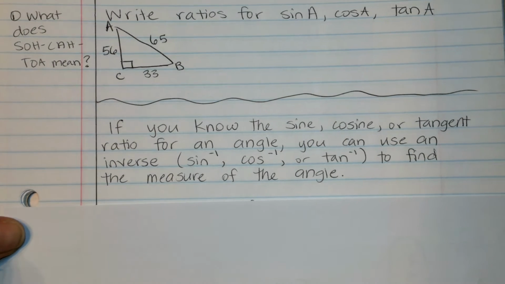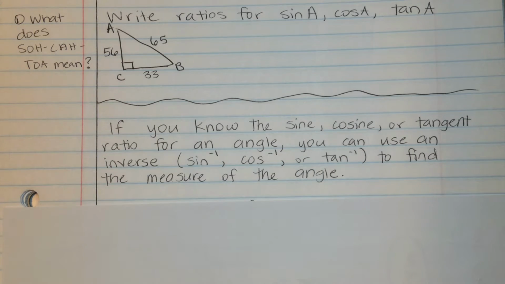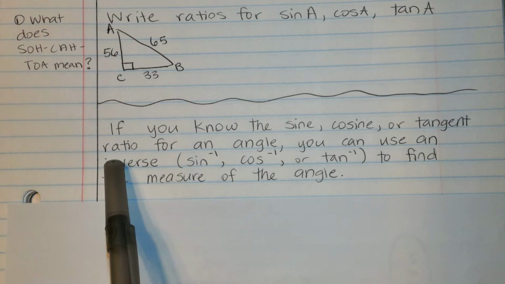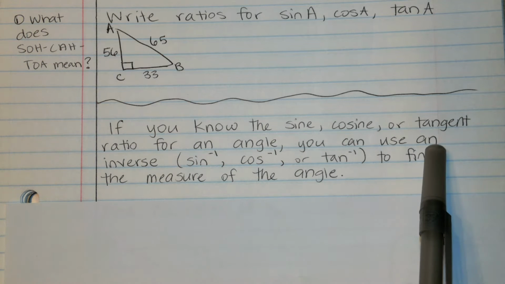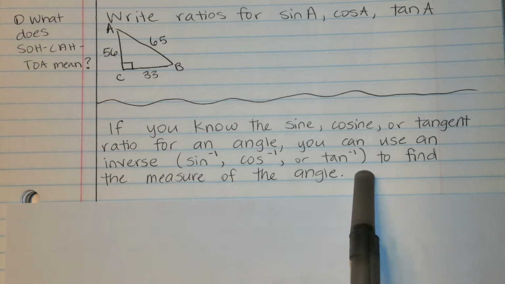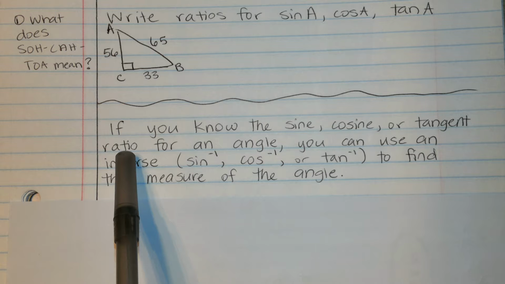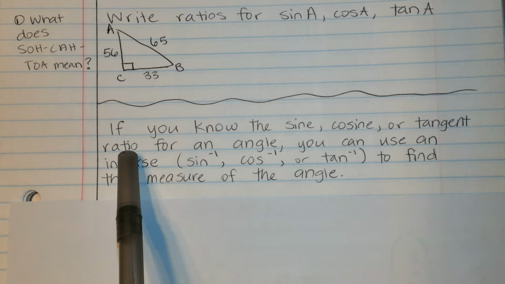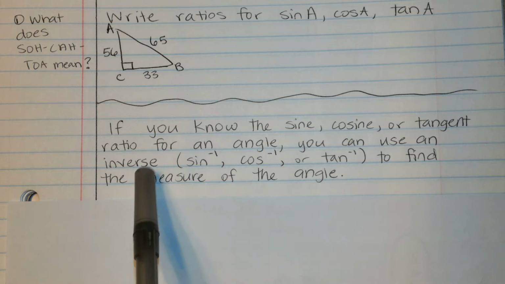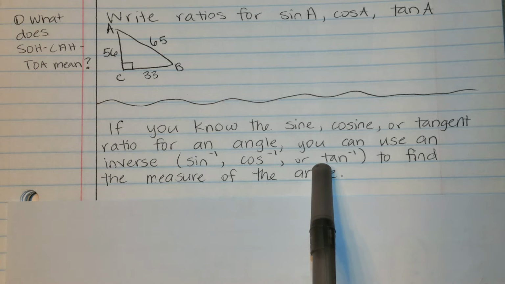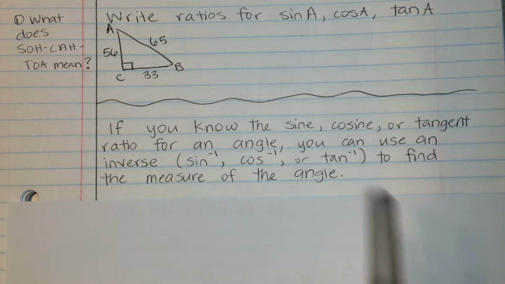Okay, go ahead and copy this down. Pause if you need to. So it says, if you know the sine, cosine, or tangent ratio for an angle, you can use an inverse to find the measure of the angle. So if you know the ratio, like you know one number over the other number, then you can use an inverse operation, and it's in the calculator. We would use these buttons in the calculator, and then we can actually find the measure of the angle.